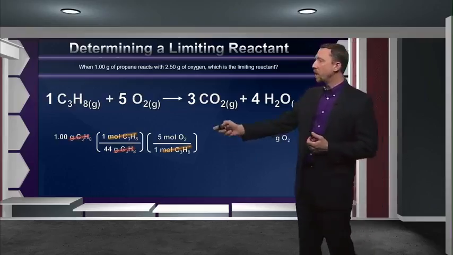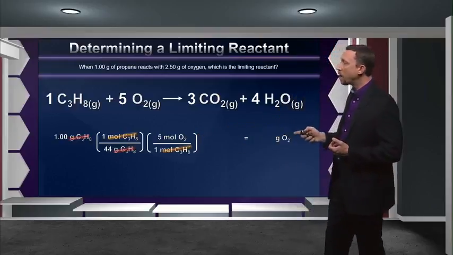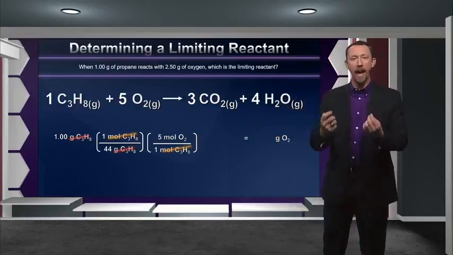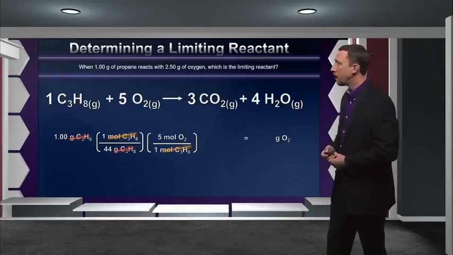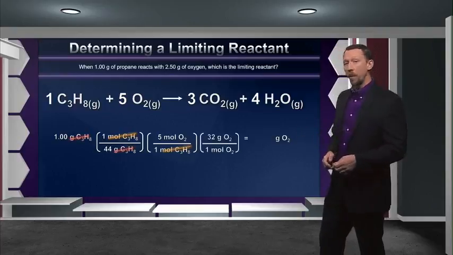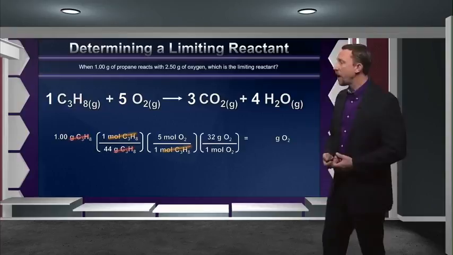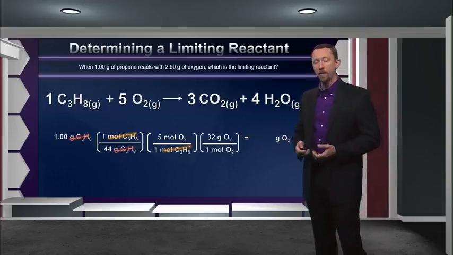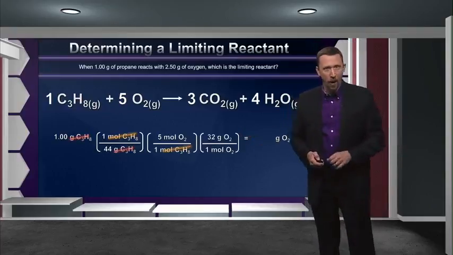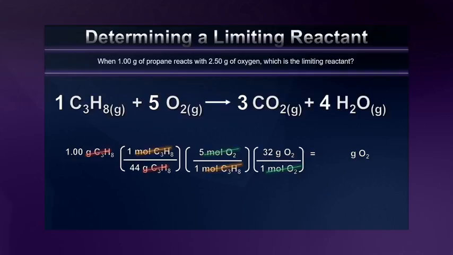But again, this is moles of oxygen as set up, and I want to know how many grams, because I'm working in the lab where I can weigh things out. So to make that final conversion, I'm going to use the molar mass of oxygen, which I've estimated at 32 grams per mole, and placed into the equation so that units cancel, leaving me with grams of O2, the quantity that I want. This calculation tells me that a gram of propane is going to need 3.64 grams of oxygen in order to completely react.